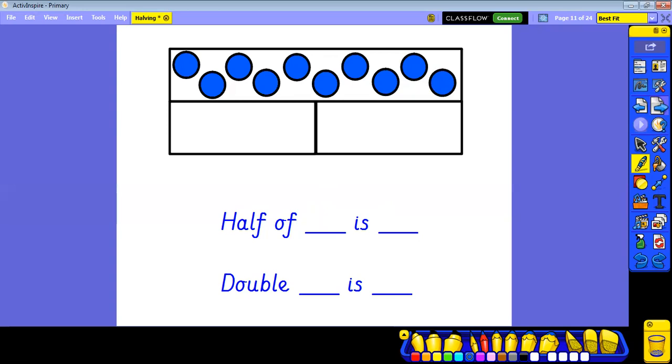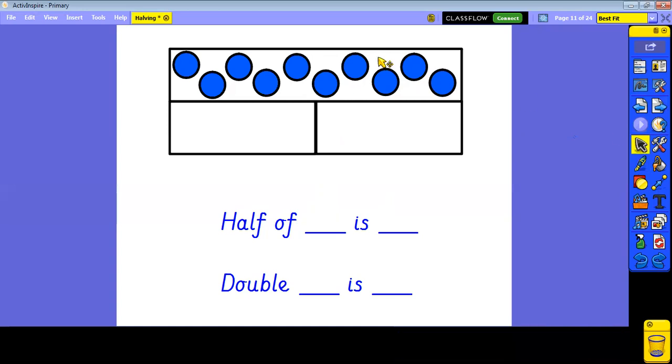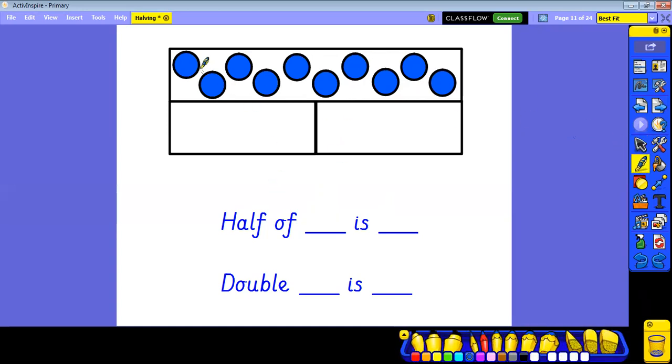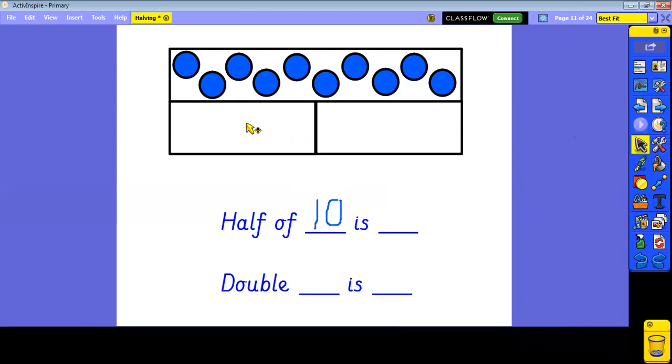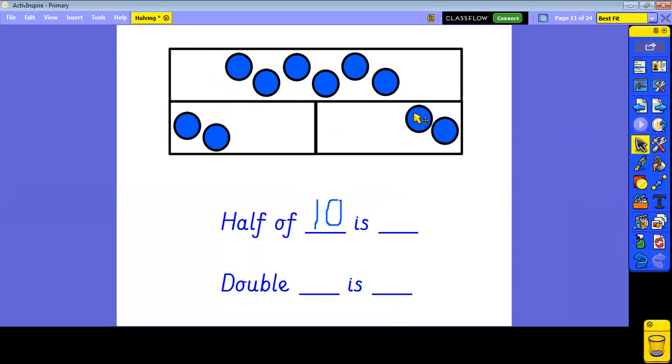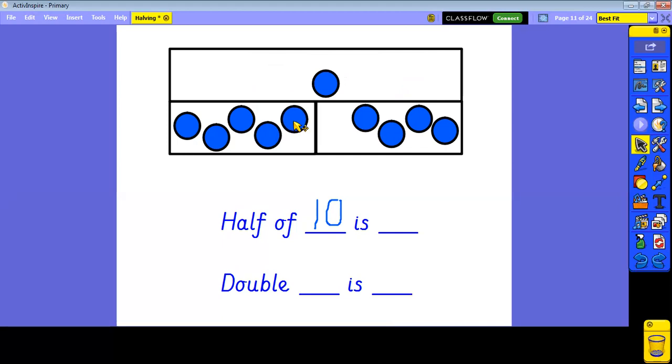Lovely. Hopefully you've had a chance to have a go at doing that. Let's go through the answers then. So how many counters do I have? I've got 1, 2, 3, 4, 5, 6, 7, 8, 9, 10 counters here. So I'm working out what half of 10 is. Half means splitting it into 2 equal groups. So let's do that then. 1, 2, 1, 2, 1, 2, 1, 2, 1, 2. There we go. I've run out of counters.